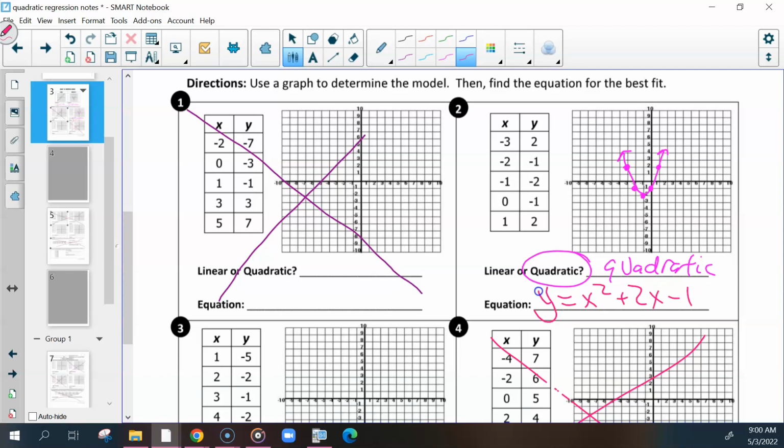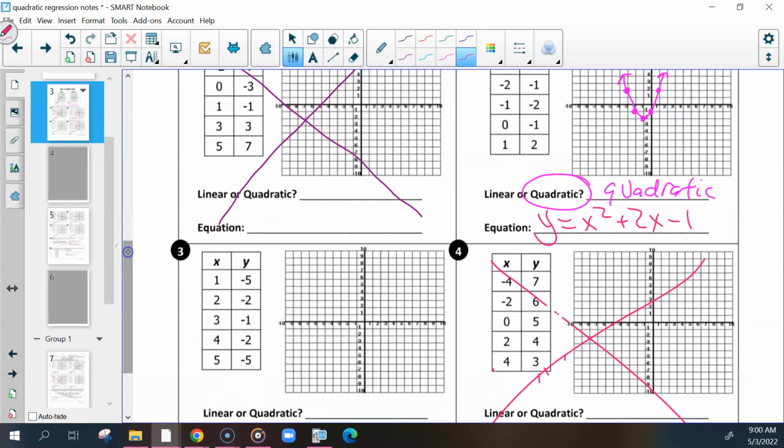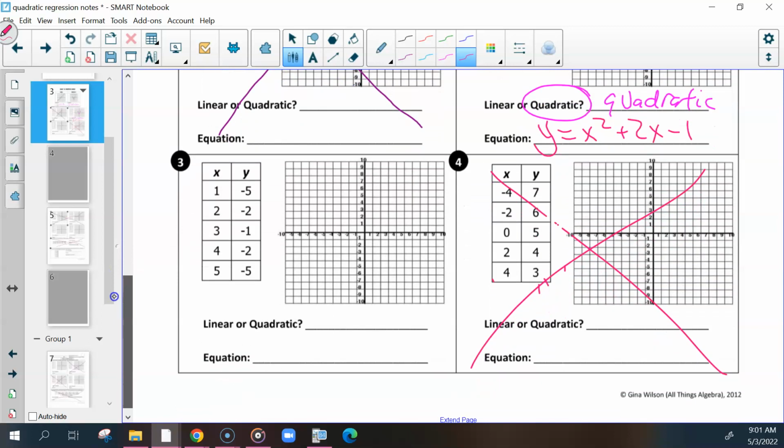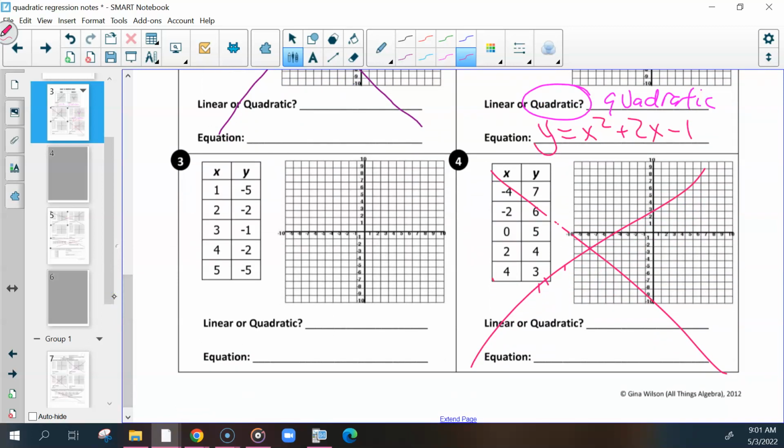So once you know how to find it, it's nothing. Just a lot of steps. Do we have any questions about that? Let's do number 3. So plot the points, graph it. It's going to be quadratic.